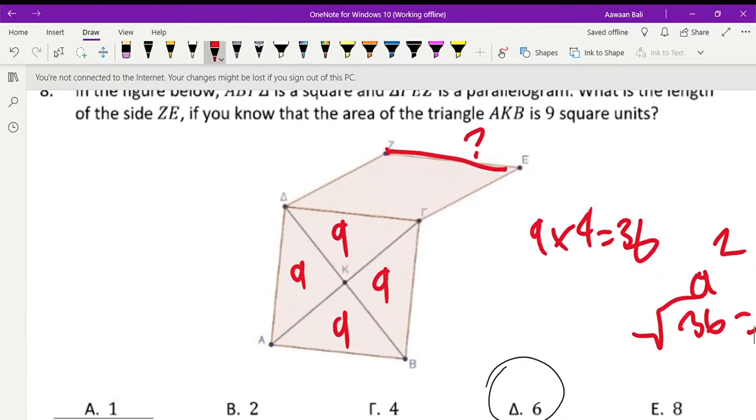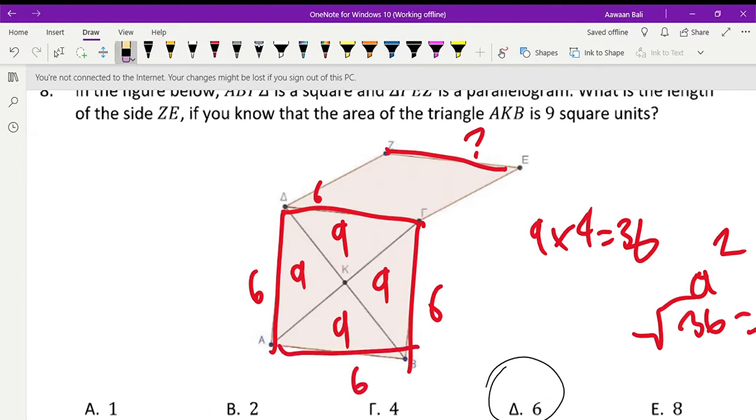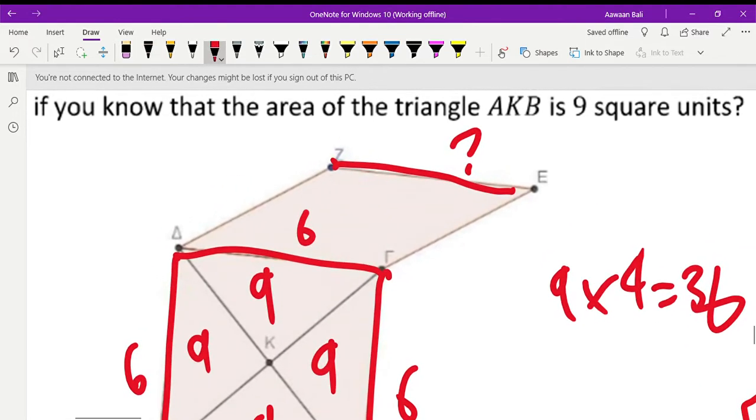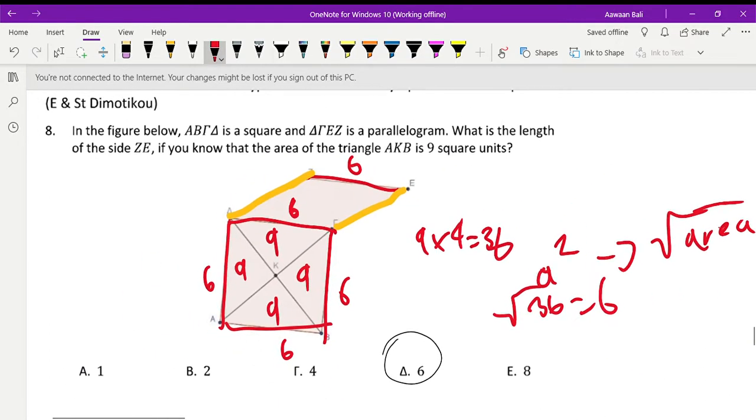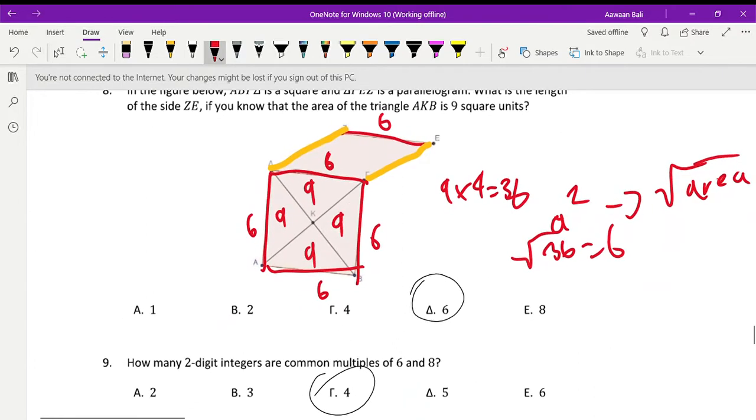So we know one side here is 6. That means all the sides are 6. Now we have this parallelogram. If we focus on the upper side, that's 6. We know that in a parallelogram, opposite sides are equal. Basically, what we're saying here is that this side is equal to this side, and the 2 red sides are equal to the 2 red sides. And since we know this one is already 6, then this one will also be 6. So therefore the answer is delta, 6.